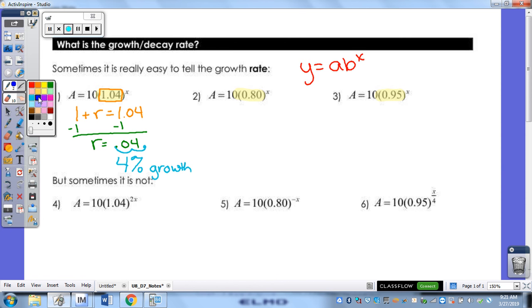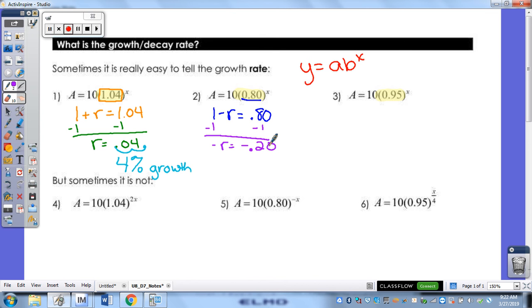So now for 2, my b value here is less than 1. That means it was a decay problem. To get the value, I had to do 1 minus my rate, because it was decay, we had to subtract it out of there. So 1 minus the rate gave me my 0.80. Then like that last one, I'll subtract my 1 to solve for r, just like any normal equation. So 0.80 minus 1 would give us negative 0.20. Then we would just have to divide by negative 1, and we would get that our rate is 0.20.